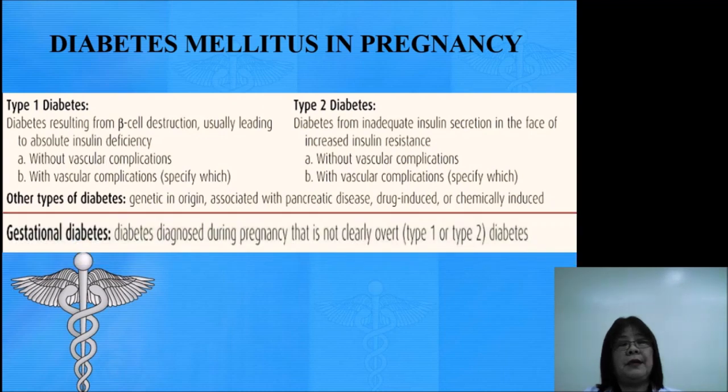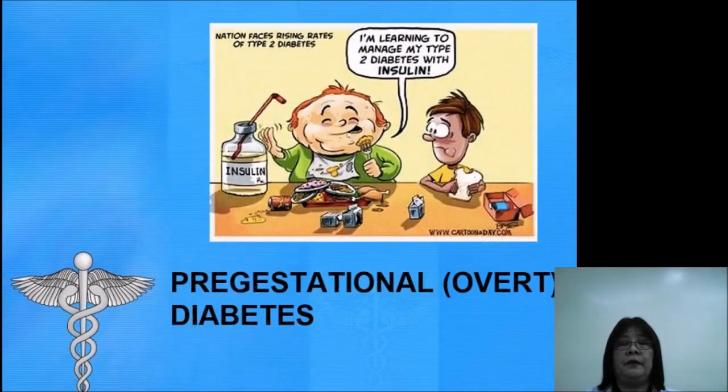Now, the second will be your gestational diabetes. Gestational diabetes is the diabetes diagnosed when your patient gets pregnant. And that is not the so-called overt type. The overt diabetes or pregestational diabetes will be your type 1 and type 2. So let us study pregestational diabetes or overt diabetes.